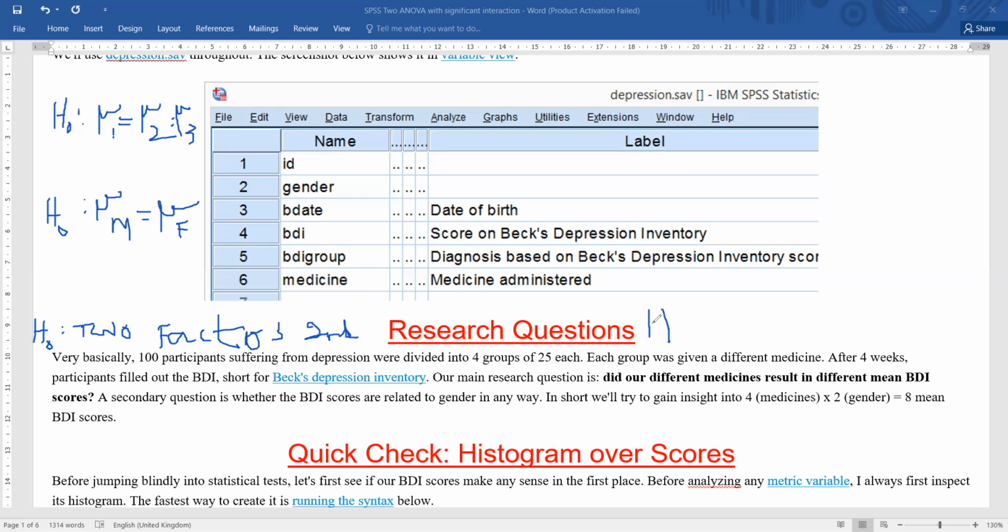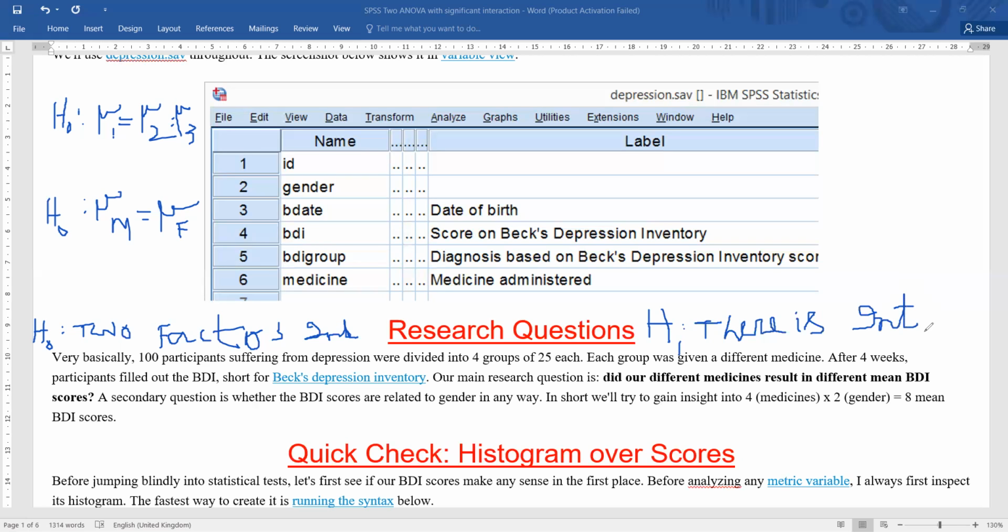Significant interaction means what? The gender and the medicines interact. It means some medicines are specially designed for a specific gender, so they have a combined effect. That combined effect is known as interaction. So the null hypothesis is that there is no interaction, and the alternate hypothesis is that there is interaction.